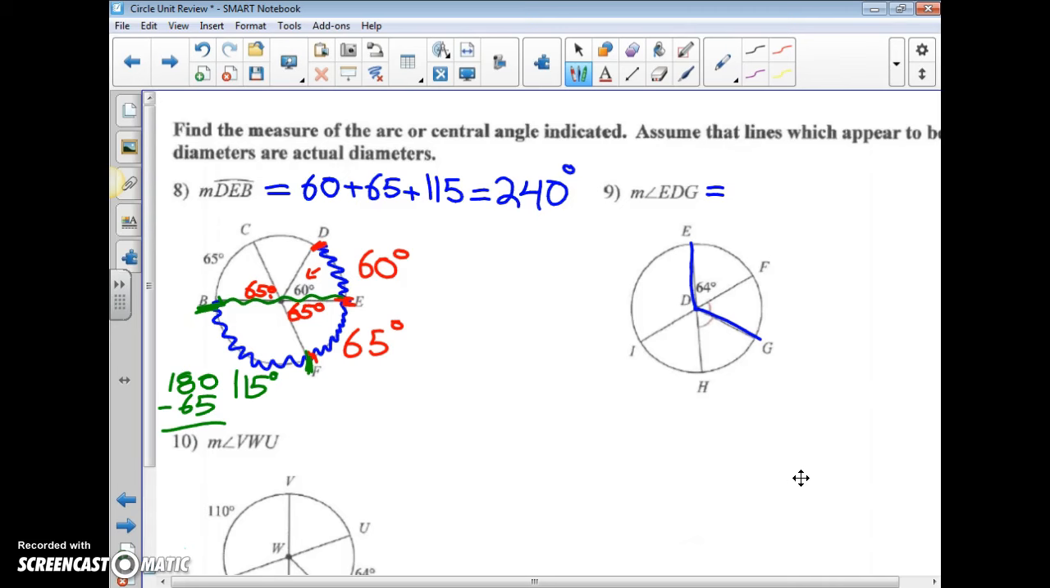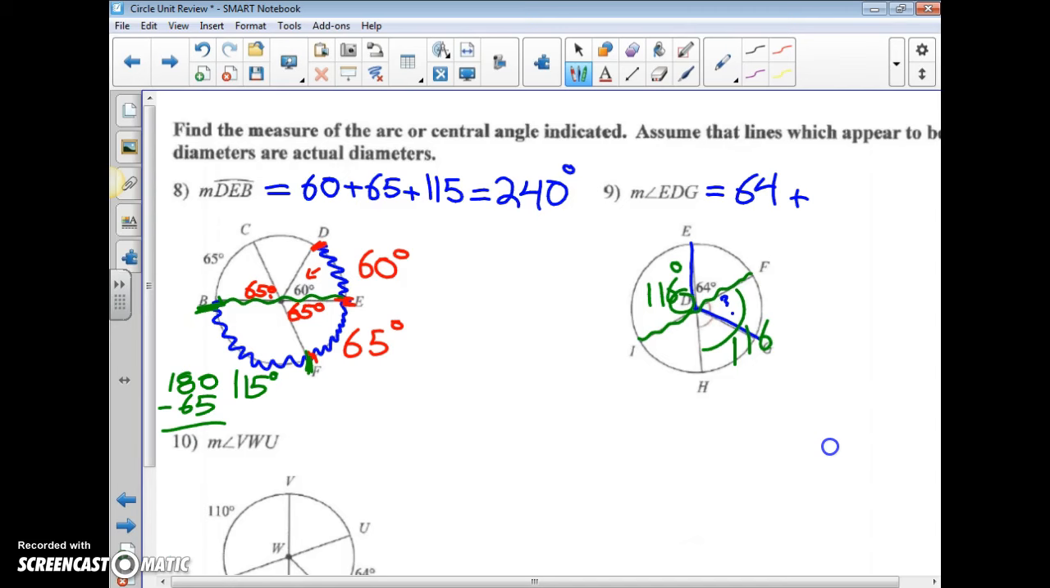A piece of it, EDG, is 64. Plus, I gotta find this other piece. Okay? I need this one. While looking at that, again, I'm going to notice that I've got a semicircle here, so I can find this angle. So finding this angle, all I need to do is 180 minus 64. In doing that, I get 116 degrees. And these are vertical, so this whole angle is 116.